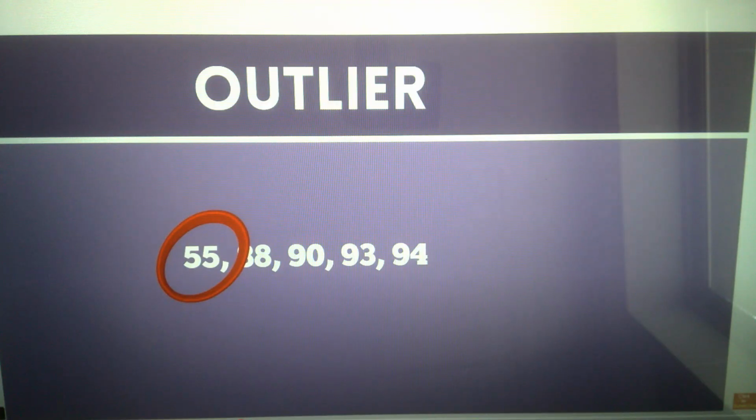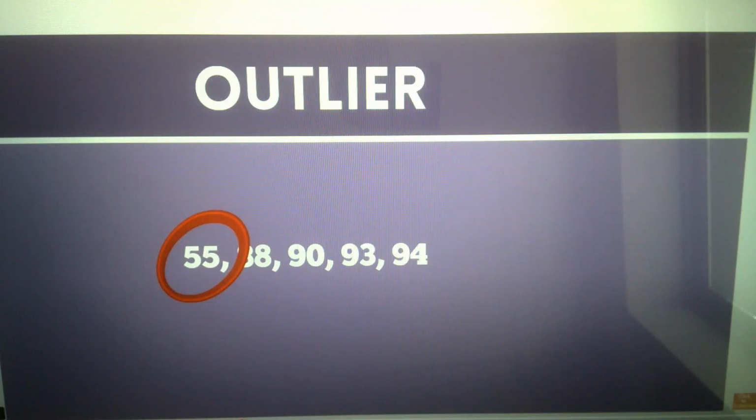The first thing you do with the data set is put the numbers in order from little to big, which they already are. The outlier is a number that's much smaller or much larger than the other numbers. Which number is much smaller or much larger? 55 is much smaller than 88. All the others are close together. So 55 is considered the outlier of the data. Any questions on that? That's the thing that I want you to learn about first.